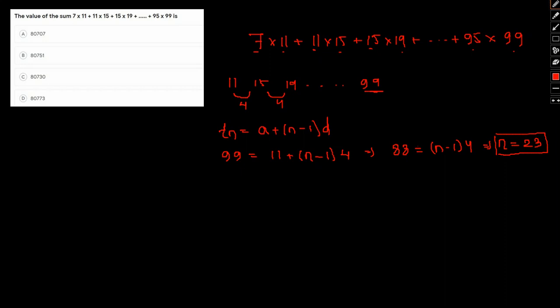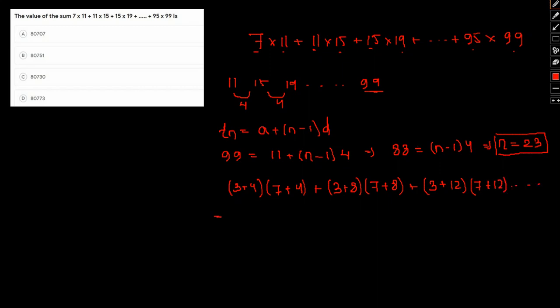Now let us take a look at this equation. 7, 11, 15 and all. So 7 actually can be written as 3 plus 4 and 11 can be written as 7 plus 4, plus 11 can be written as 3 plus 8 and 15 can be written as 7 plus 8, plus we have 15, it can be written as 3 plus 12 and 19 can be written as 7 plus 12. So see, the pattern continues.